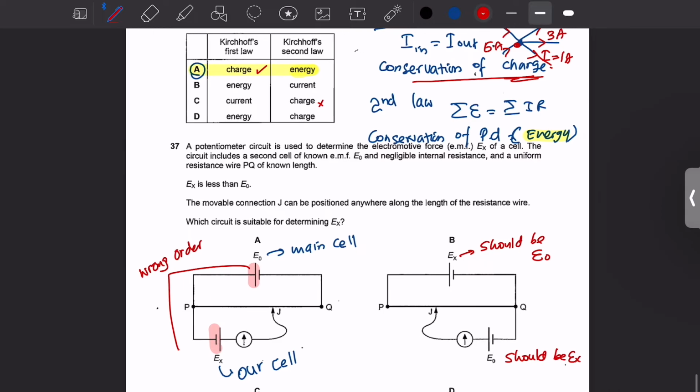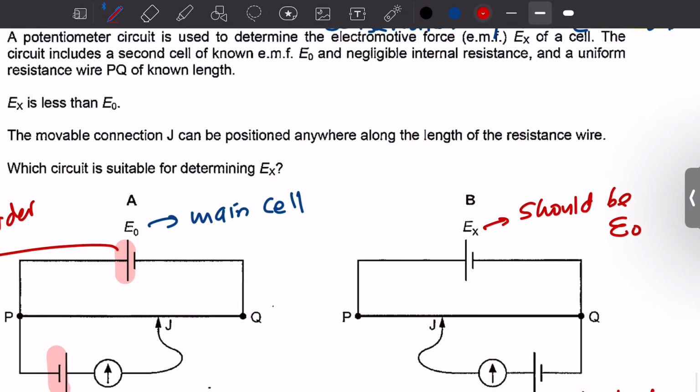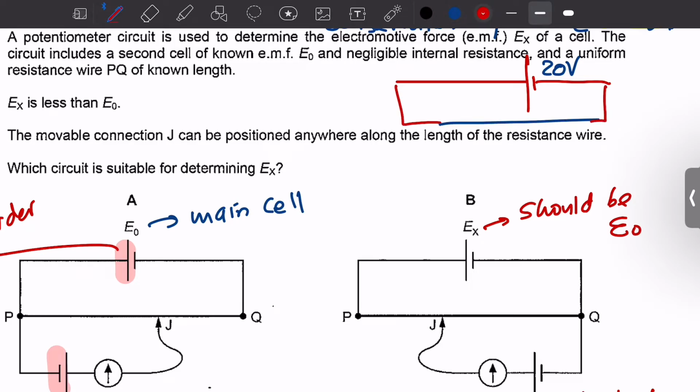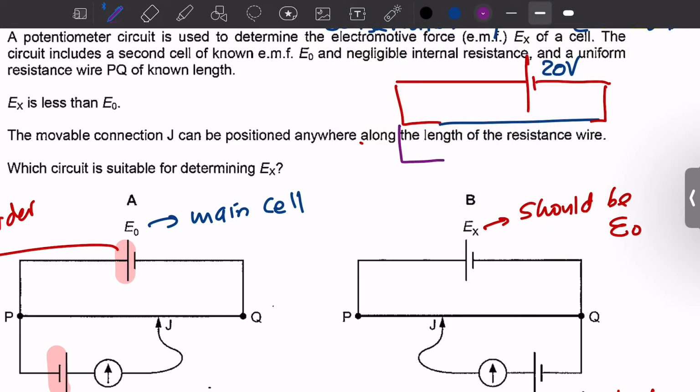37. Now this is a very good question. Potentiometer. Let's check what's wrong with each potentiometer circuit. Let's think about potentiometer background. What we know is we need a big cell, like let's say example 20 volt cell, and we connect this through a resistance wire, and then we connect our cell, the one we want to measure the EMF of. We connect it here, and through a galvanometer we connect it somewhere here to find the balance point. Example, if this is 20 volt, maybe this is, I don't know, 12 volt.